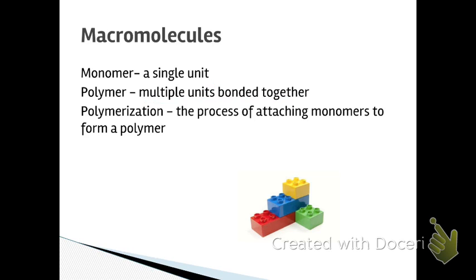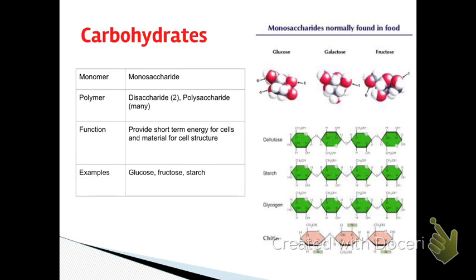Our first macromolecule is carbohydrates. Its monomer is the monosaccharide, its basic building block. The polymer of the carbohydrates are disaccharides, di being for two, or polysaccharides, poly being for many. Remember, monomers are the basic building block, and the polymer is multiple. Carbohydrates provide short-term energy for cells, and we use them to make cell structure. So these are the things we use for energy as well as for cell structure.